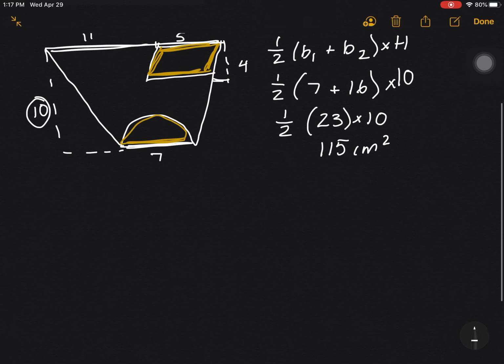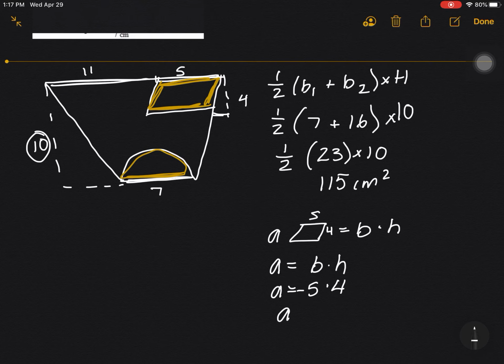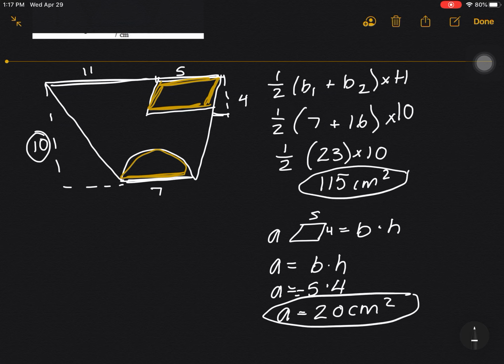First thing that we want to do is look at our parallelogram, because that one's going to be a little bit easier. We're given on our formula sheet that the area of a parallelogram is base times height. Now, we're told here of our parallelogram that we have our 5 and our 4. So the area of this parallelogram is base times height. Area is 5 times 4, or our area is 20 centimeters squared. We want to keep track of these numbers as we go. So we found that area, 20 centimeters squared.